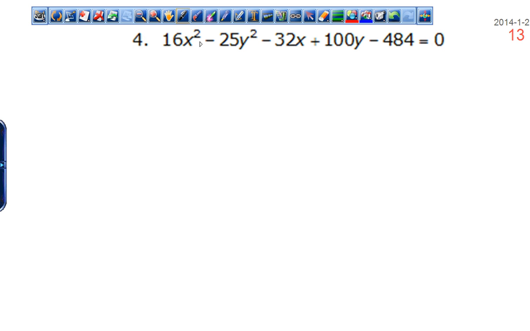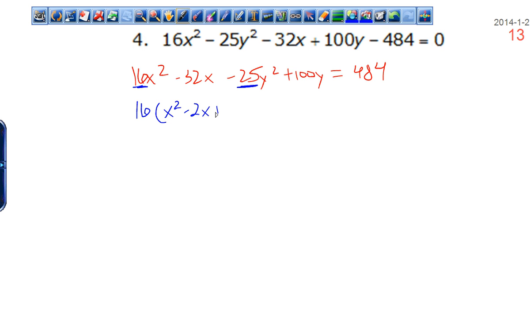So first thing, I get my x's together, so 16x squared minus 32x minus 25y squared plus 100y equals 484. I gotta be sure I get that 484 on the other side. Then I'm going to factor out this number, and I'm pretty much going to write that on the outside. So x squared minus 2x, going to leave myself some room. Then minus 25, y squared plus 4y, leave myself some room, equals 484.